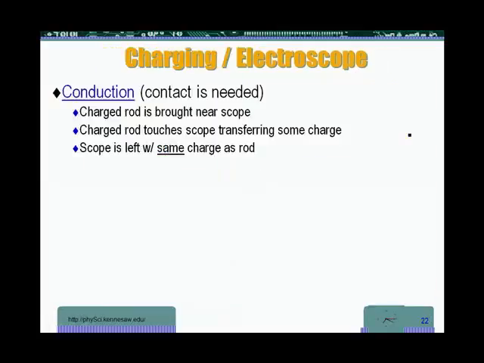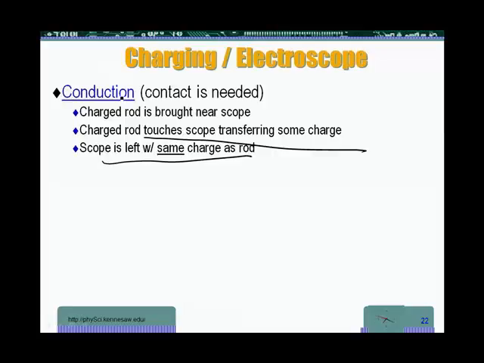Okay, how would we charge the electroscope? We can charge it through what we call conduction. We approach the charged rod near the scope, and then we touch the top of the scope with that rod. Then what's going to happen? Some of the charges in the charged rod are going to move to the scope, leaving the scope with the same charge as the rod. That's one way of charging the electroscope.